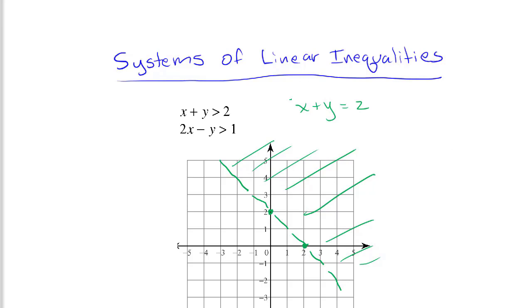Okay, well, let's try that for the second inequality. 2x - y, and let's suppose for a moment it equals 1, so I can graph that. Again, I might plug in 0 for x to get y. y equals negative 1 in that case. So when x equals 0, y equals negative 1. And I can plug in 0 for y to get my x-intercept. So 2x equals 1. x will equal 1/2 when y equals 0.